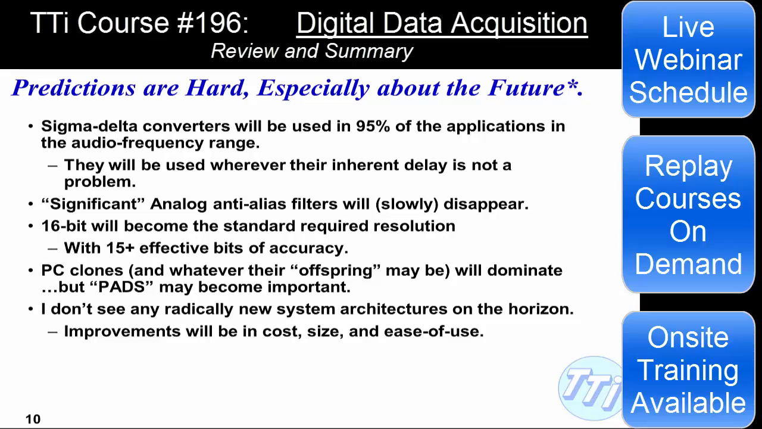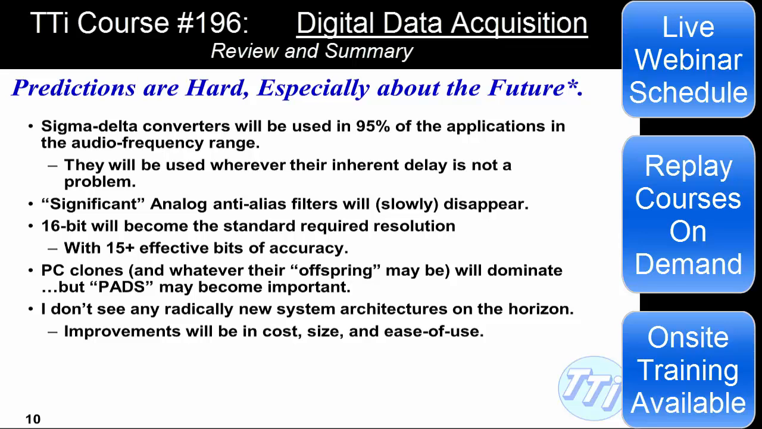Significant, expensive, big analog anti-alias filters will slowly disappear. 16 bits will become the standard required resolution. As we've said, there are plenty of systems out there that have 24 bits. The question is whether it's worth using those. Modern systems and systems that are probably going to be available in the near future are going to have a little over 15 effective bits of accuracy for the entire system, including amplifiers, wiring, and everything else.